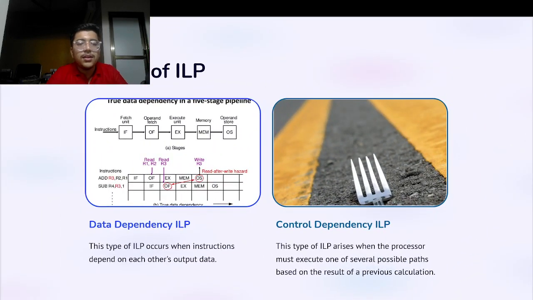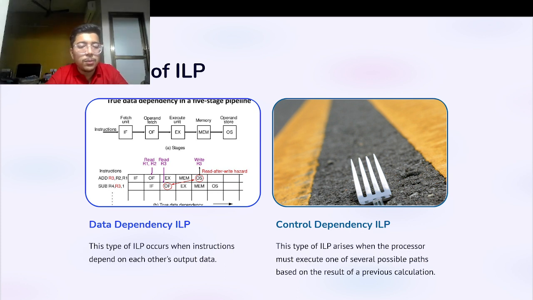Now we talk about types of ILP. There are two types of ILP: data dependency ILP and control dependency ILP. So first we talk about data dependency ILP. Let us say we have three instructions, which is A is equal to B plus D, or let us say S is equal to T plus S. And the third instruction is Q is equal to A plus S.